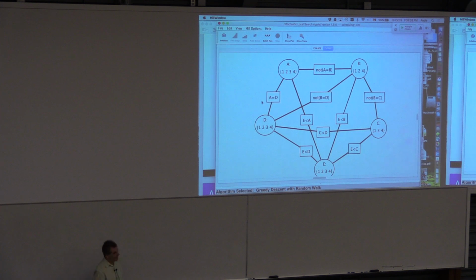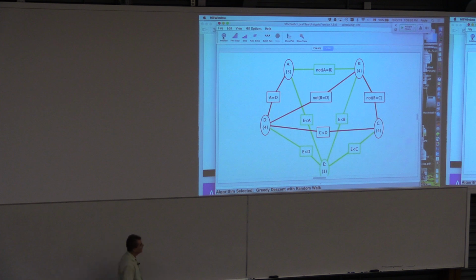So what we're going to do to start this, the only choice we have is to initialize it. And in this domain here, the red arc, A is equal to D is not satisfied, B is not equal to D is not satisfied, C is less than D is not satisfied. But the other one, E is less than A, is satisfied. So when we make a random assignment of a value to every variable, some of these constraints are satisfied and some are not satisfied, right?